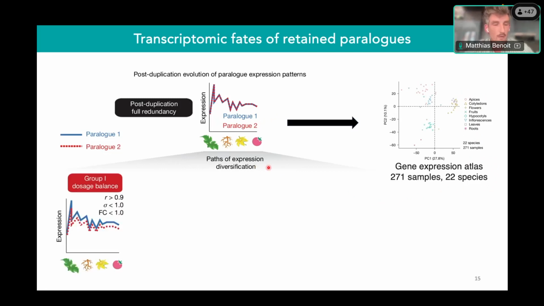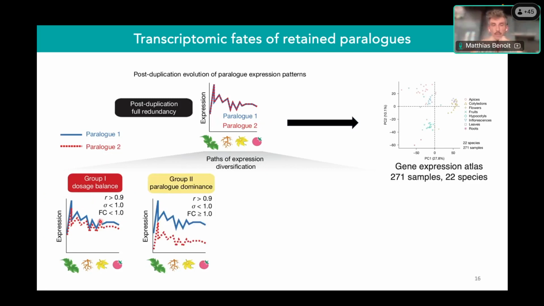The first one was genes that showed a pattern that we call dosage balance. This pattern is largely a maintenance of redundancy, where you see conservation both in expression level and in expression pattern between the different tissues for the two paralogs. So the two paralogs are expressed at the same level and in the same tissues, and those basically generate redundancy and dosage balance.